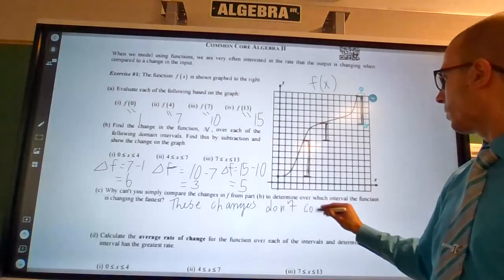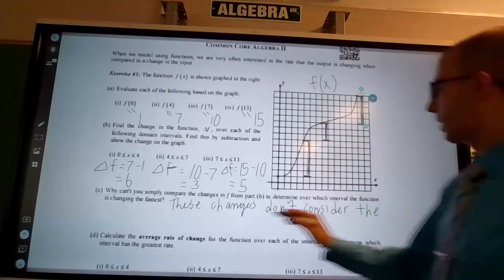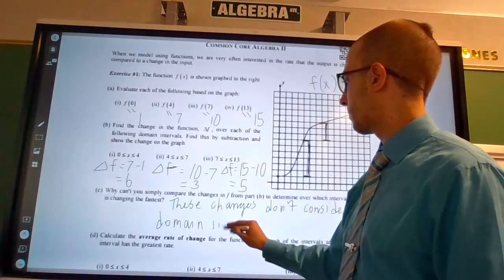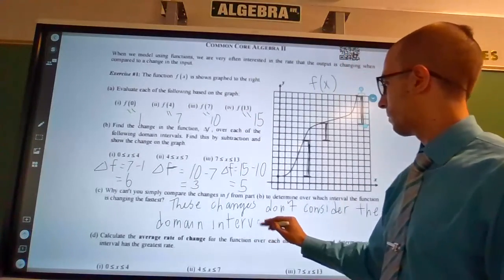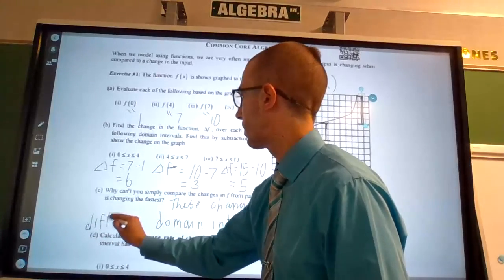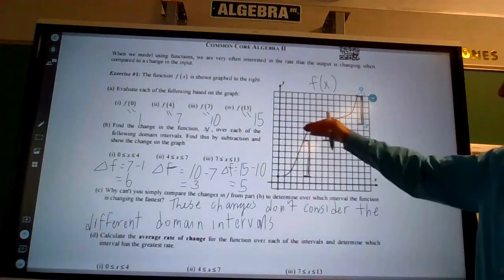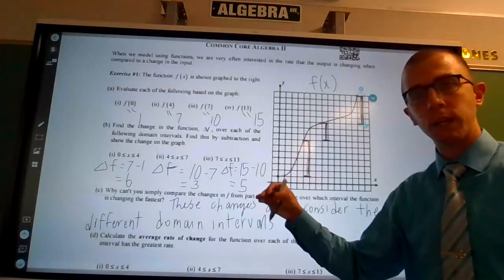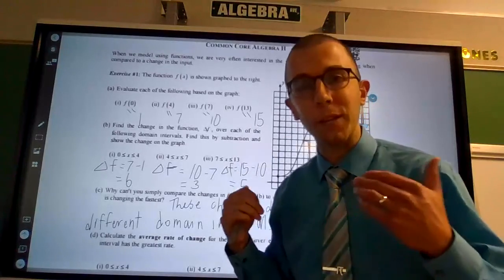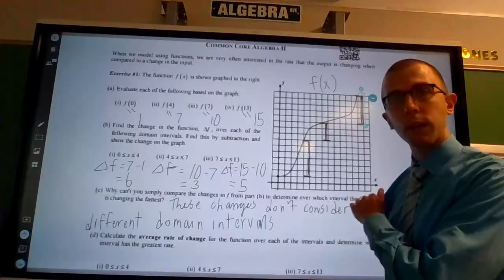These changes don't consider the domain interval. Or I should say the different domain intervals. All right, because really we're just comparing those vertical changes. But when we're talking about speed and changing the fastest, we need to compare that to the other variable.